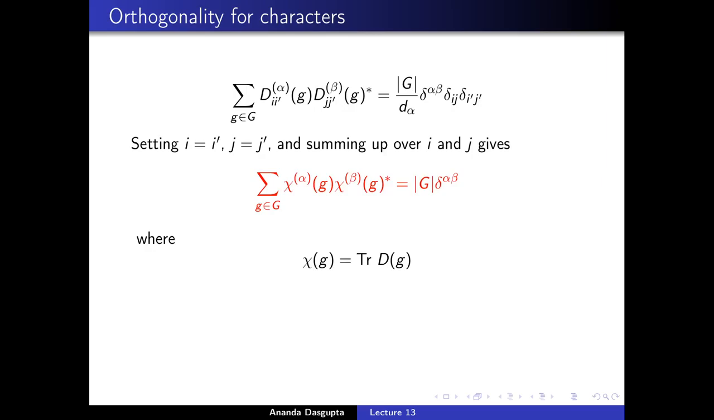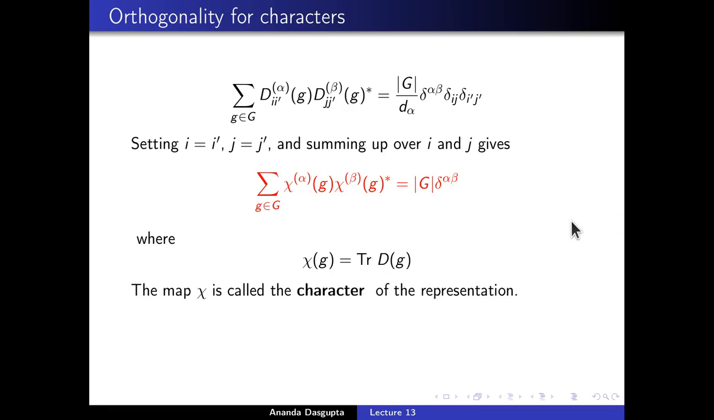And hence, what you end up with is this relation. On the left hand side, you get the sum over every group element small g of capital G of chi alpha g chi beta g star, and this has to be equal to mod g delta alpha beta. The d alphas cancel from the sum. And of course, as I've said, chi g is a trace of d of g. So for any given representation, the character of a group element is nothing but the trace of the matrix corresponding to that particular group element.